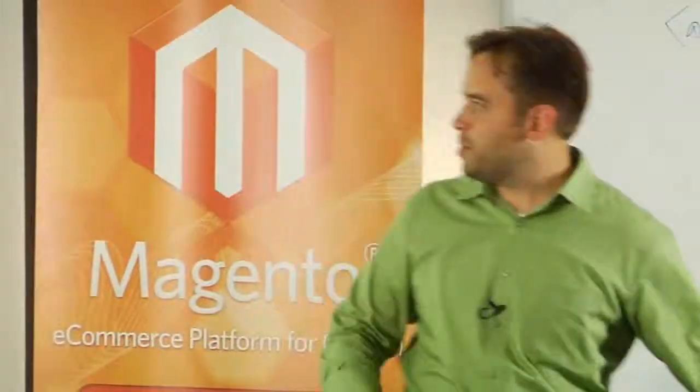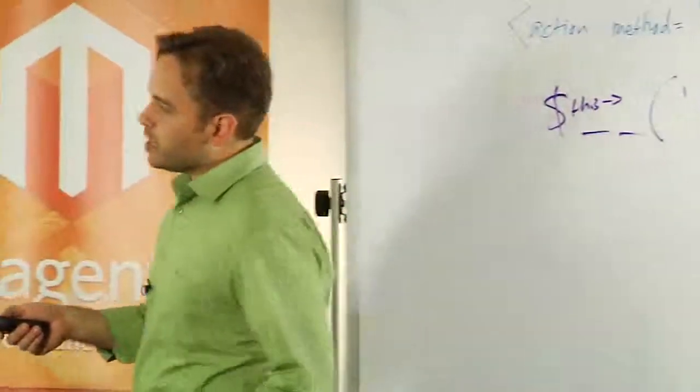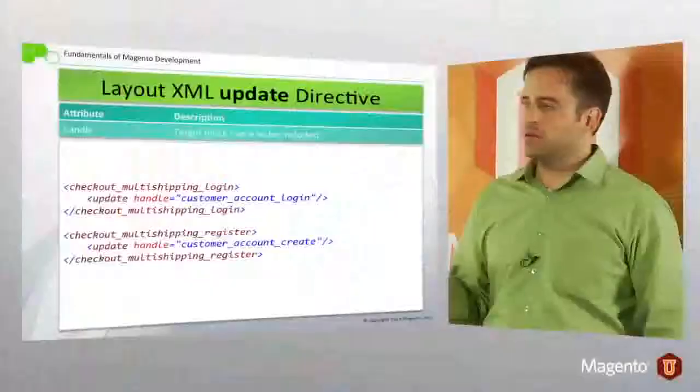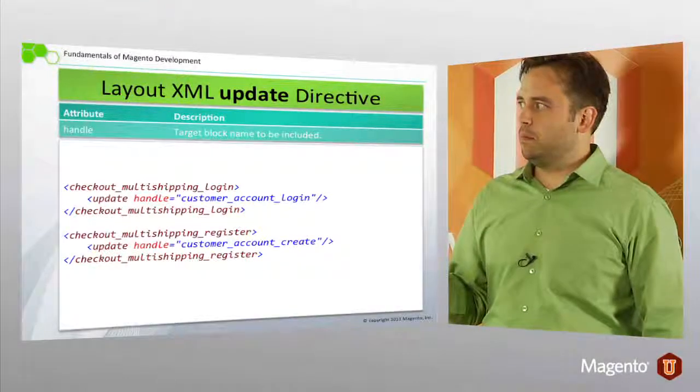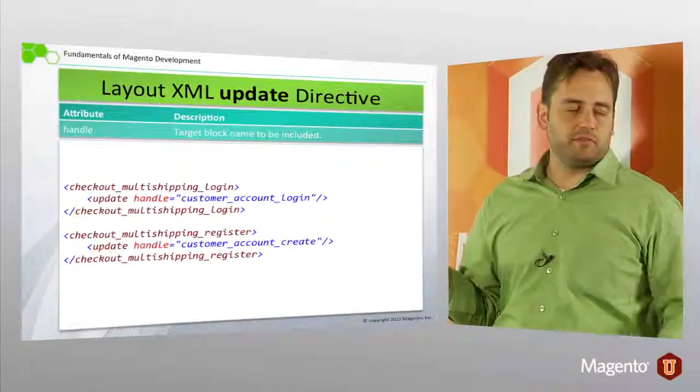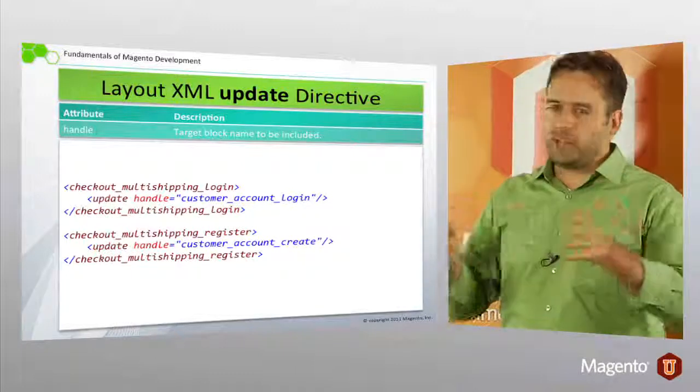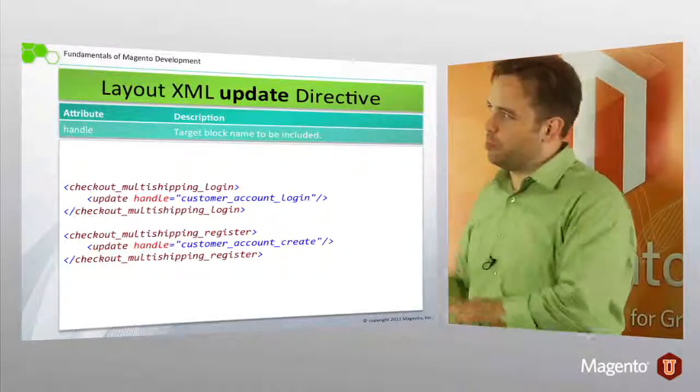Well, gosh, it kind of makes sense. Especially in the multi-shipping, so check out multi-shipping. You want to recreate the customer account login, but you don't want to start having two identical layouts. Basically, if we started wanting to change customer account login, we'd have to go and duplicate that. So if we change it in one place, we'd have to go and change it in another place if we were doing it here.